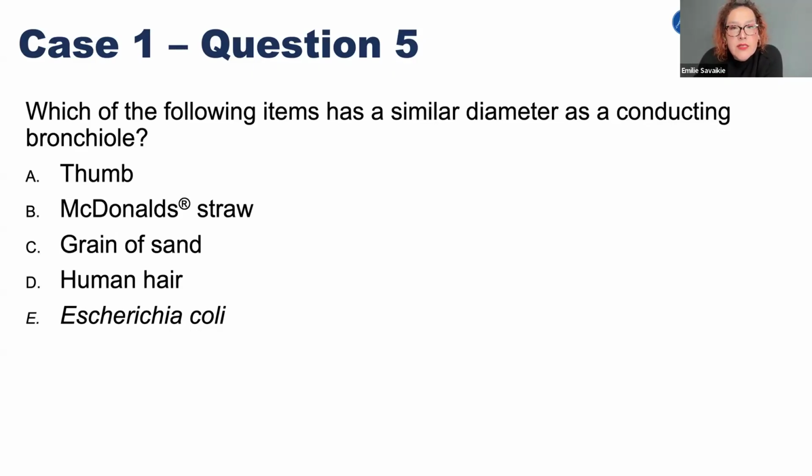All right, we're almost there. Cool. Okay, we're going to end the poll. And most people said B, but it's actually closer to a grain of sand. When you get down to that level, these are only 1 millimeter wide in terms of the diameter of the lumen for your bronchioles or your conducting bronchioles.